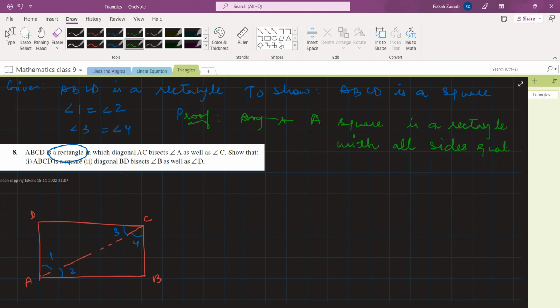So if I look at it like this, now AD is parallel to BC. See, why is it parallel? See here, AD and BC. Why am I saying it's parallel? Because ABCD is already a rectangle and a rectangle is a parallelogram, right? And this is the property of a parallelogram, that the opposite sides are parallel. Is that clear?